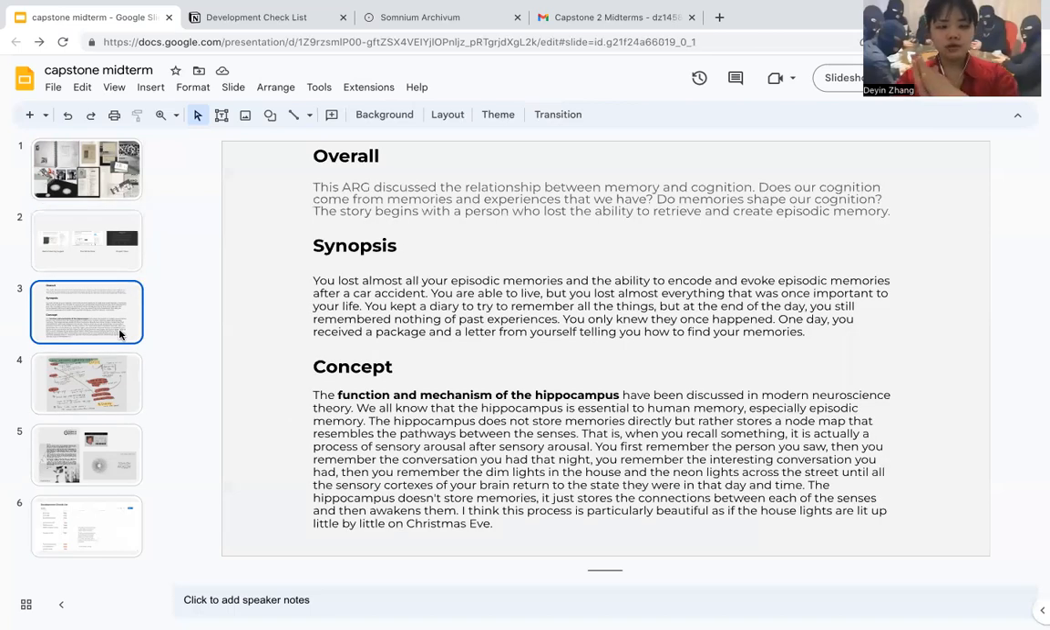So the next part, I'm going to talk about the story that I made for this ARG. It's pretty much finalized, but I think there are still some little details that can be revised or refined. My ARG will discuss the relationship between memory and cognition: does our cognition come from the memories and experiences that we have, or does memory shape our cognition? So this story begins with a person who lost the ability to retrieve and create episodic memory. And here is the synopsis, a very short version of the whole story.